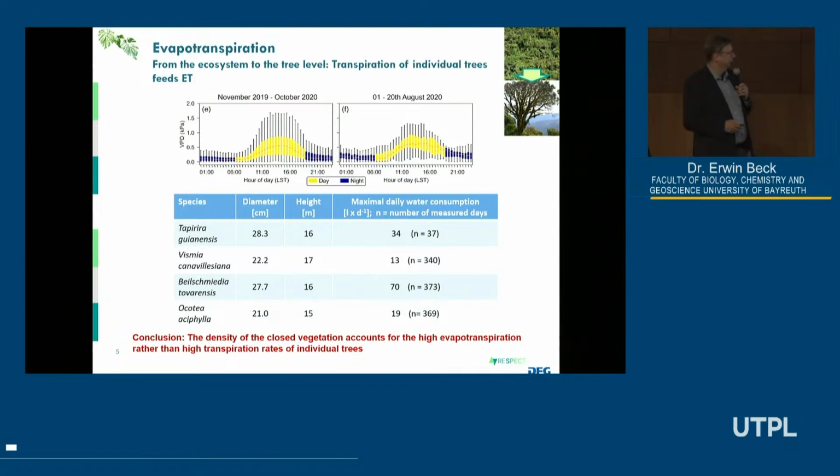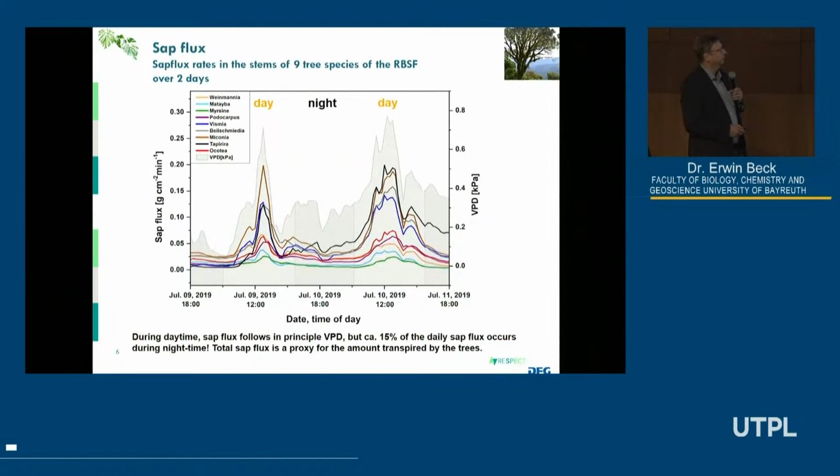So our first preliminary conclusion is that it is not the individual transpiration rate of different species that drives the high evapotranspiration of the ecosystem, but it's the really close density of vegetation that matters. From this conclusion, the next question arises: are there specific tree functional types or groups of species that have a special contribution to this nighttime transpiration?